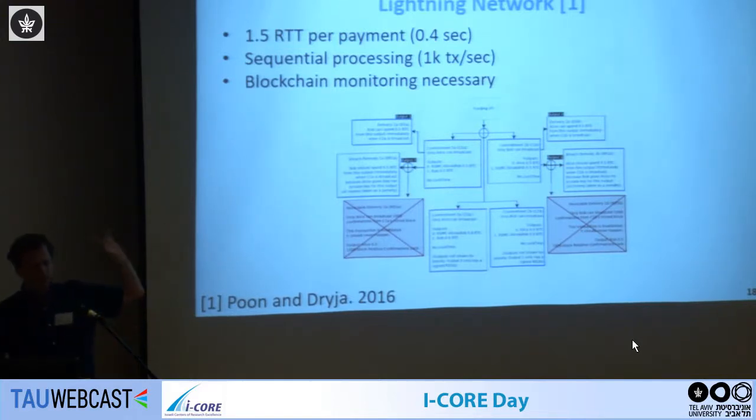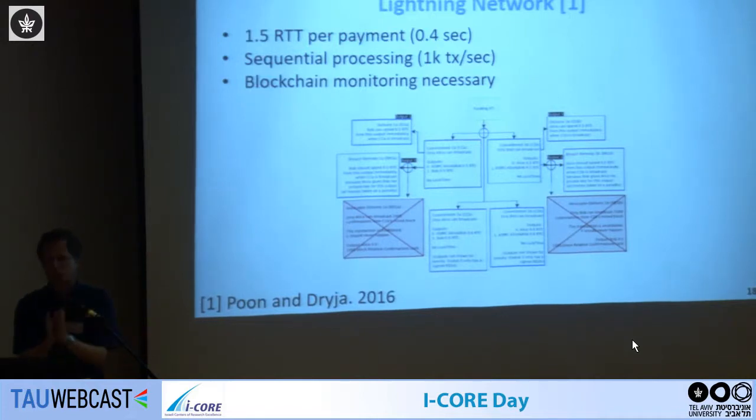On performance, they require 1.5 round trip times per payment. This takes a while because of the back and forth, in contrast to the payment channel approach. And the processing has to be sequential, so they have to do the transactions one at a time. They are doing batching, so they're kind of hiding this limitation, but a single transaction happens one at a time.